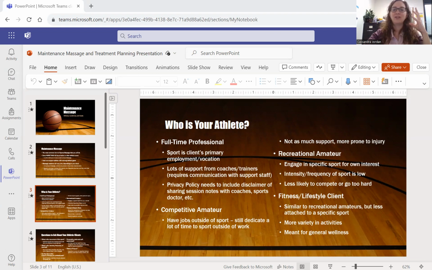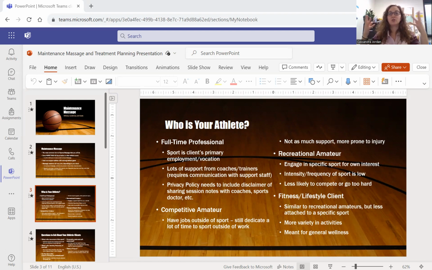And then you have that fitness or lifestyle client. So this is someone who's a little bit similar to recreational amateurs, but they're less attached to one specific sport. So your recreational amateur, this is the person who's in a kendo club, in medieval armored combat, in, I don't know, tennis, whatever. But they have a specific thing they're doing. They may have events related to that thing. They do it regularly, but they're really focused on just that, being able to do that one thing.